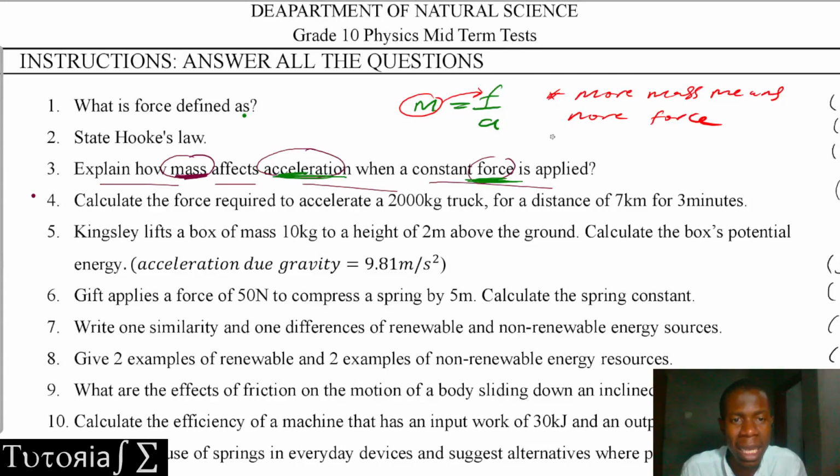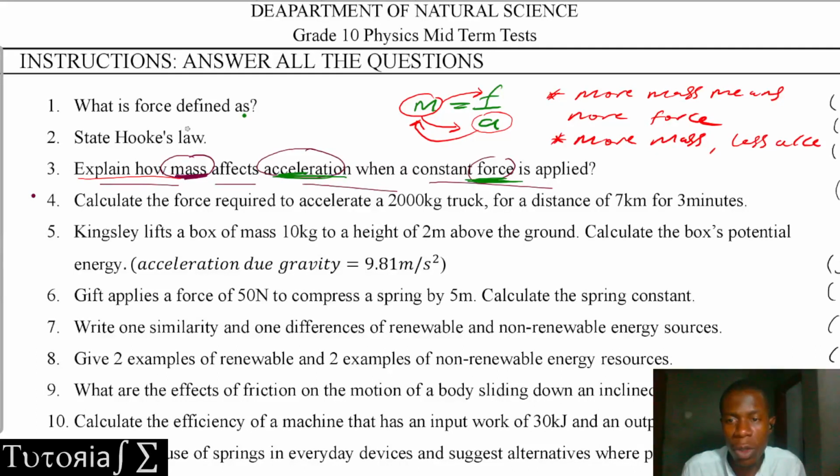Then secondly, in terms of acceleration, more mass, less acceleration. More mass means less acceleration because mass is inversely proportional. Inverse means the opposite. If something is more, this one will be less. If acceleration is more, it means that mass is less. So more mass means less acceleration, and less mass means more acceleration. So this is how you're supposed to answer this question here.